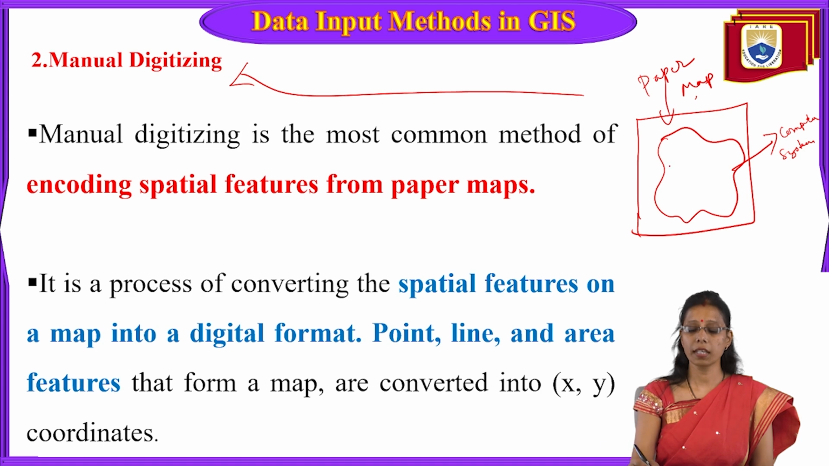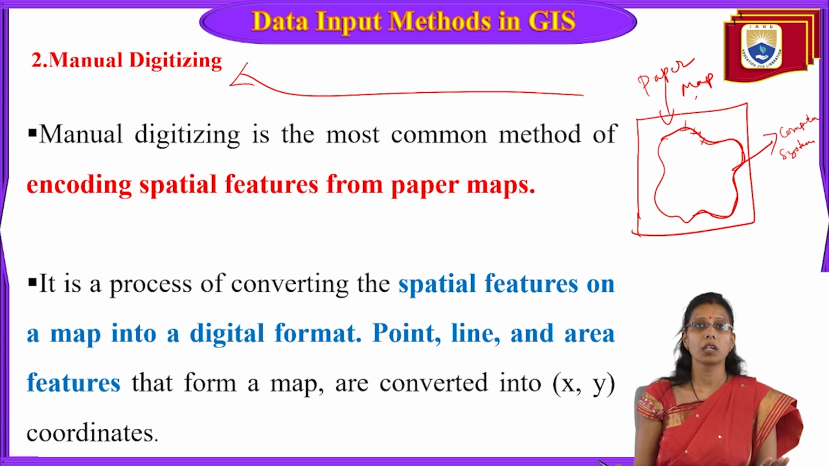Now when you start digitizing, one by one we have to start drawing this map with the help of the cursor, so that we call it manual digitizing. So manually, one by one, we are going to convert. We are not going to scan it. Manually, with the help of a tablet and a cursor, we are going to convert the entire analog information, spatial feature information, to the digital format.